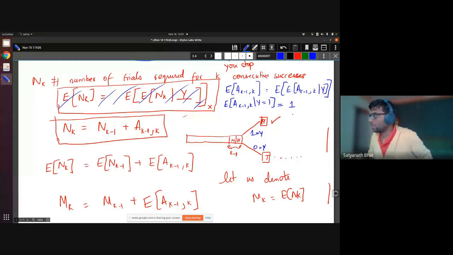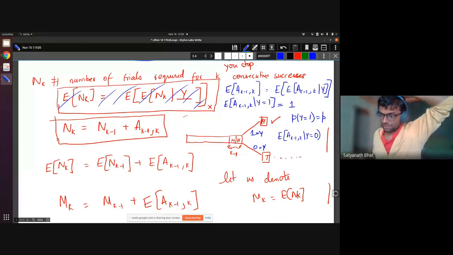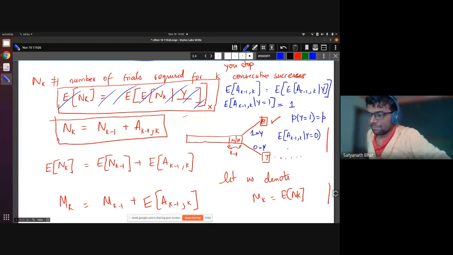Okay, so this is 1. We also know the probability that y equal to 1. This is going to be p. All right. Now let's do the other thing. What's the expected value of ak minus 1 comma k given y equal to 0? This is slightly more difficult, but you can understand it once you come over here.